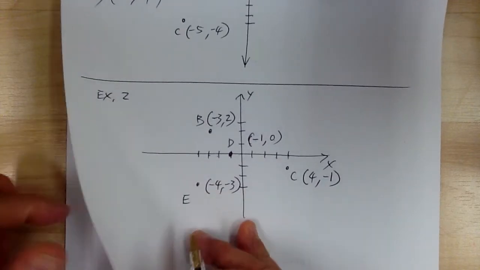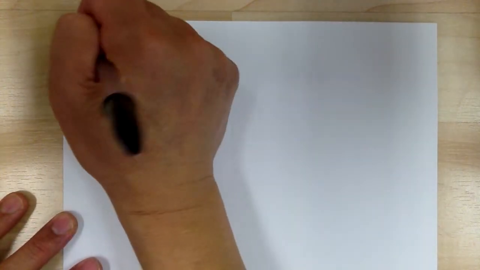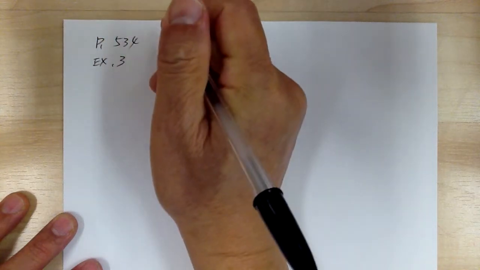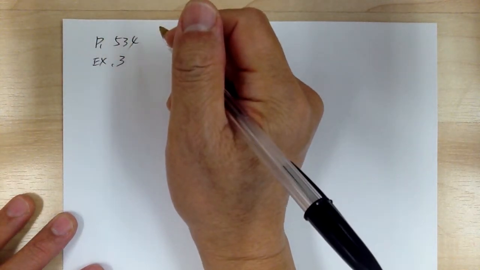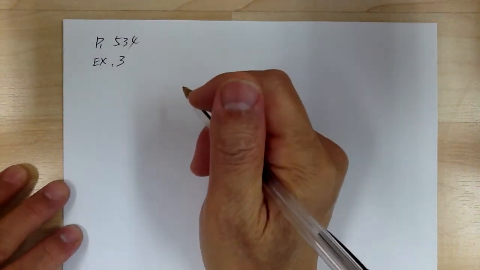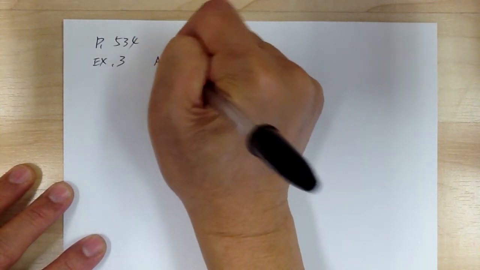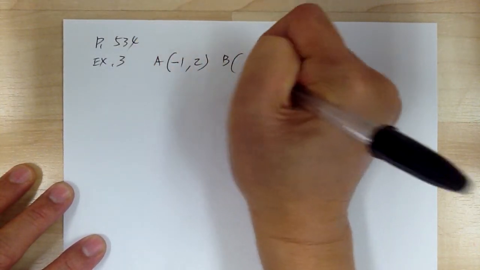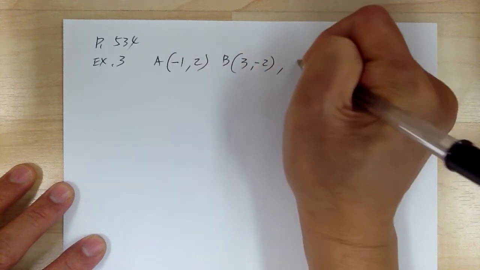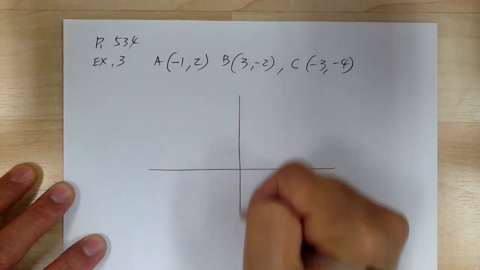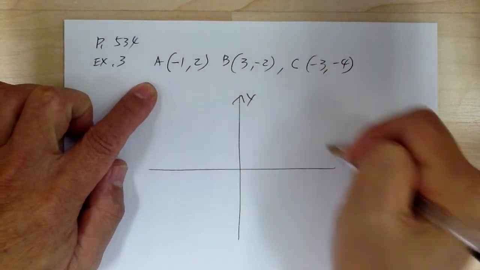Okay, let's go to example 3. It says draw a triangle with the vertices. Vertices means the tips or the corners of the shape. So draw the vertices of the following points. So you've got A (-1, 2), B at (3, -2), and C (-3, -4). Okay, so let's go and draw these.